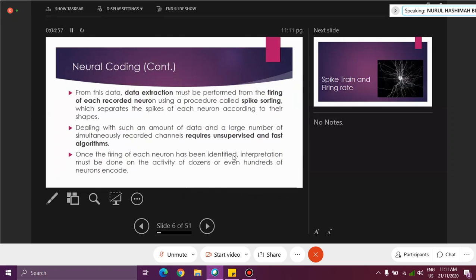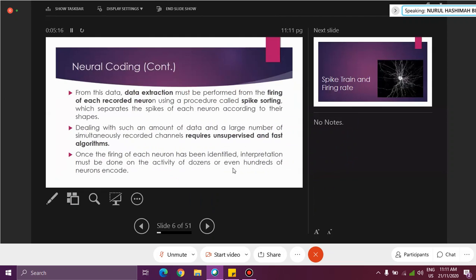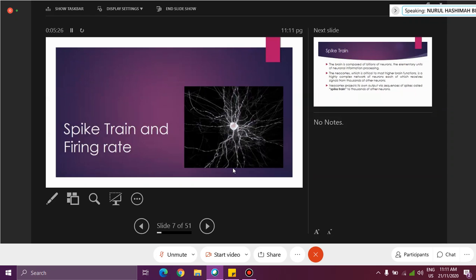And this procedure is called spike sorting, which separates the spikes from each neuron according to their shapes. Since we are working with a lot of neurons, today thousands of neurons, this is a huge number, so we need to have an unsupervised and fast algorithm. So once the firing of each neuron has been identified, then we can actually interpret the activity of dozens or even hundreds of neurons and code.